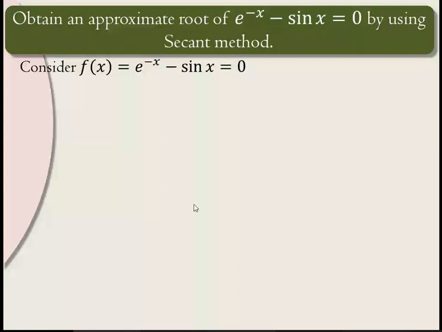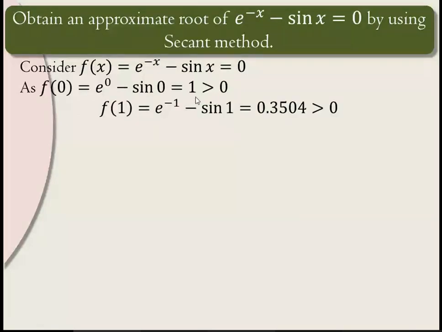Okay, so checking for f of 0. 0 is the easiest, since the calculation is very easy. So we first try with 0. For f of 0 it comes out to be 1. Check it for plus 1 or minus 1, depends on you. You can try any value. So f of 1 will be e raised to minus 1 minus sine of 1. Calculating the value, it comes out to be 0.3504. This is positive, and f of 0 is also positive. So we have to go for some more terms.